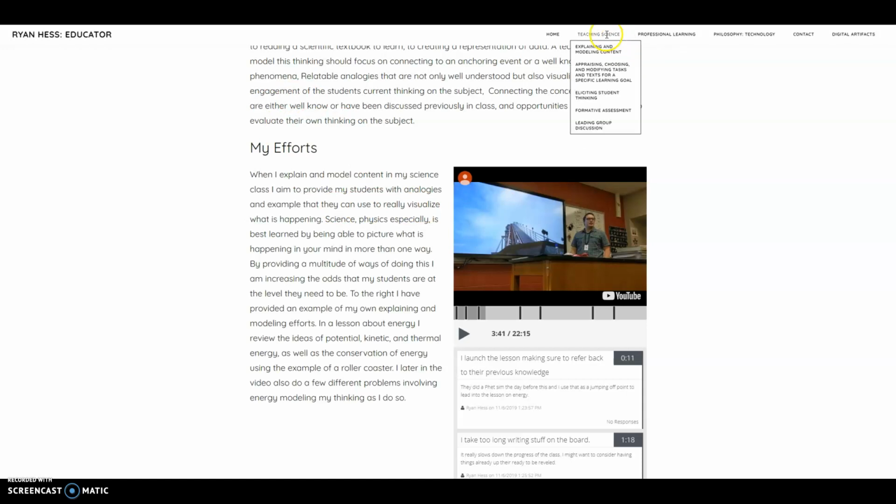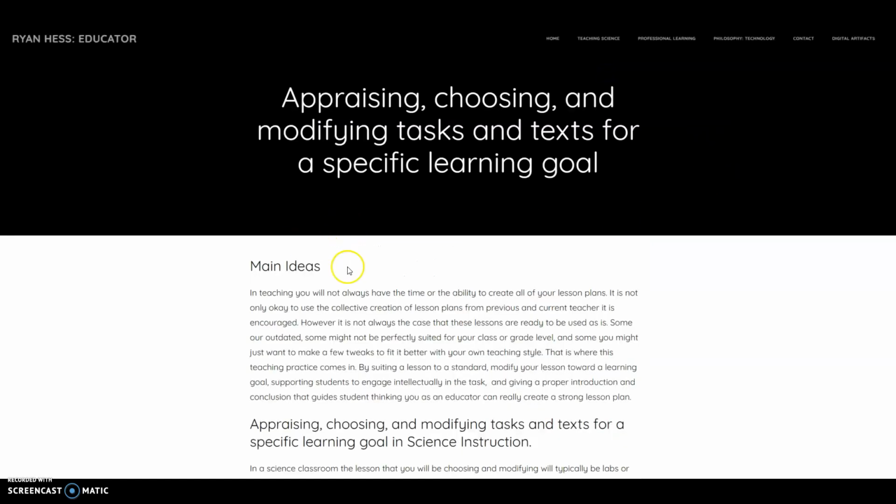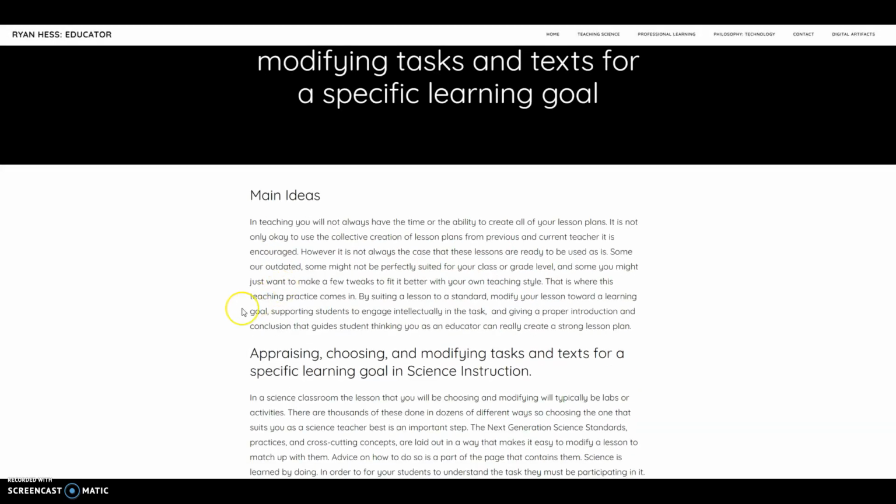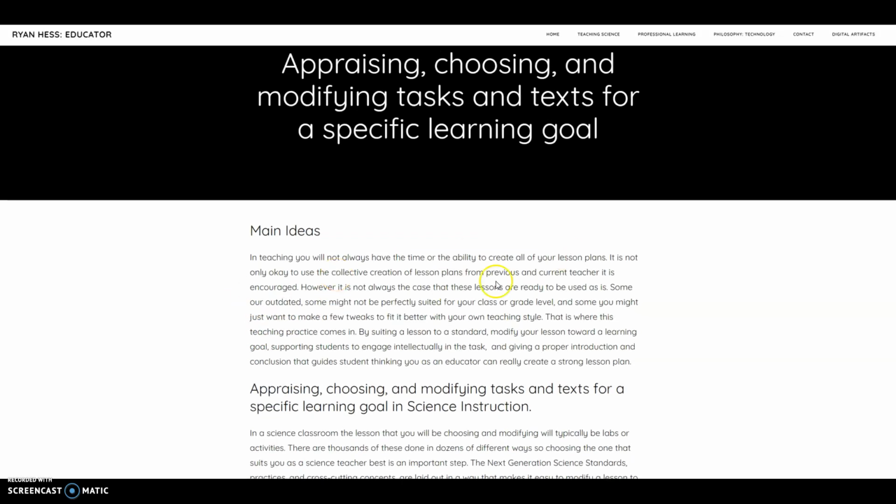Next, I'd like to talk about appraising, choosing, and modifying tasks and texts for a specific learning goal, also known as the mouthful practice. But when you're using this practice, the idea is that you're not always going to have the ability to create all of your lesson plans.